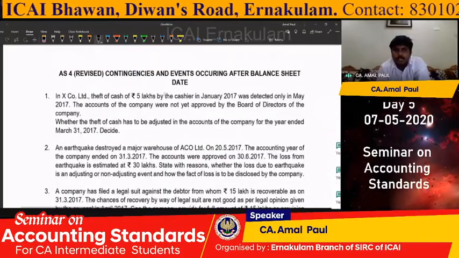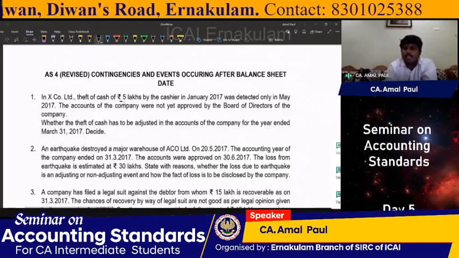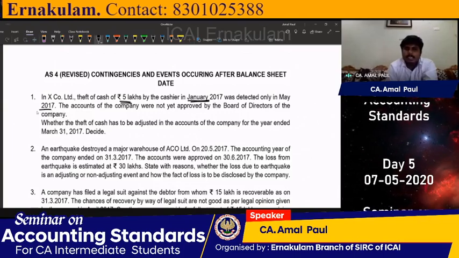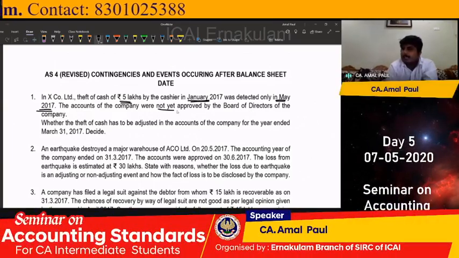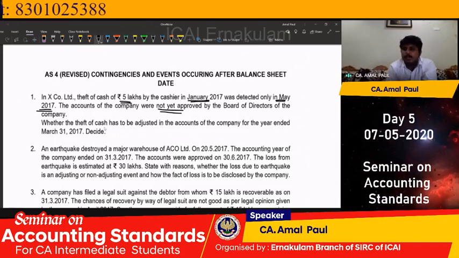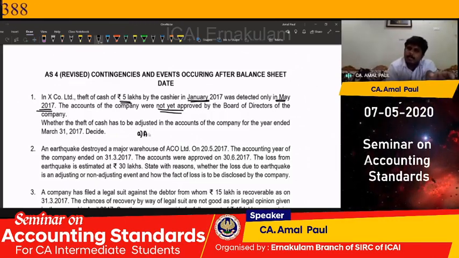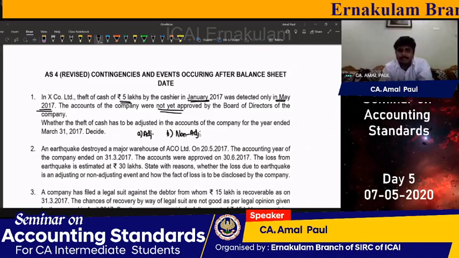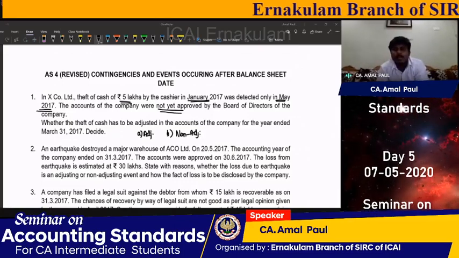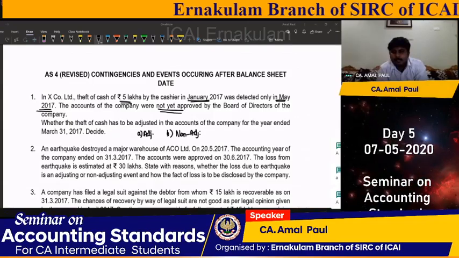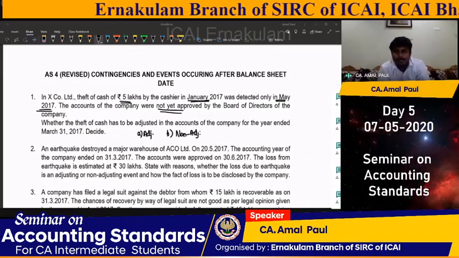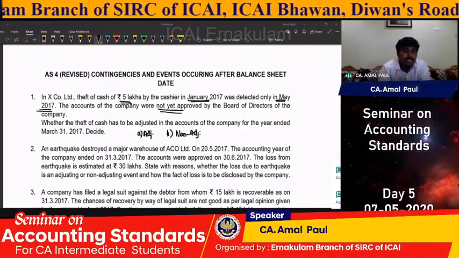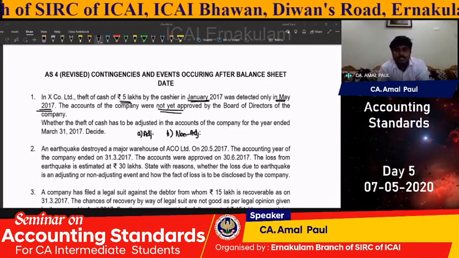Okay. So we'll take question number 1. There is a theft of cash of 5 lakhs by a cashier in January 2017, detected in May 2017. Financial statements not yet approved. Theft of cash, whether it is to be adjusted. A, whether it is an adjusting event. B, whether it is a non-adjusting event. What are your views on this? I had taken the same example. Okay, theft. This is an adjusting event because the condition existed at balance sheet date, and this is further evidence of a condition that existed at balance sheet date alone.